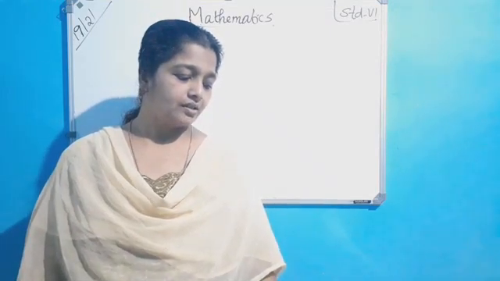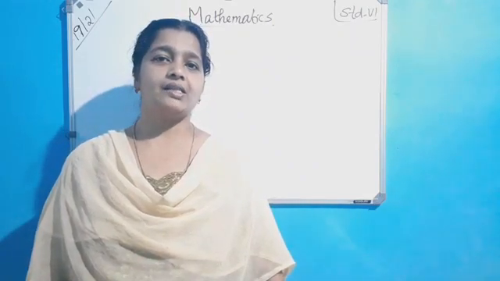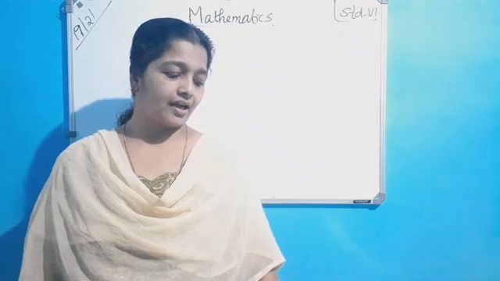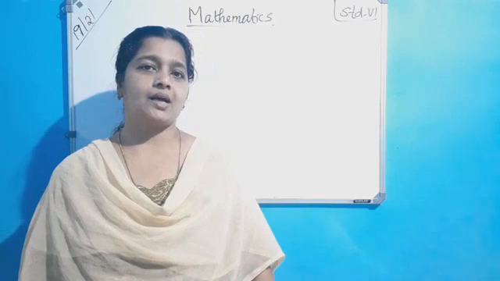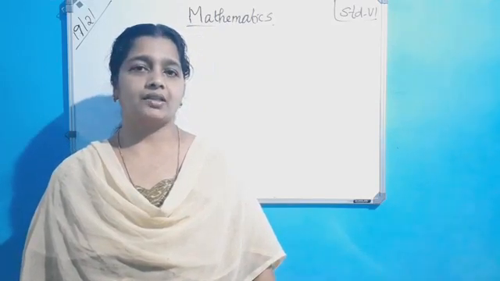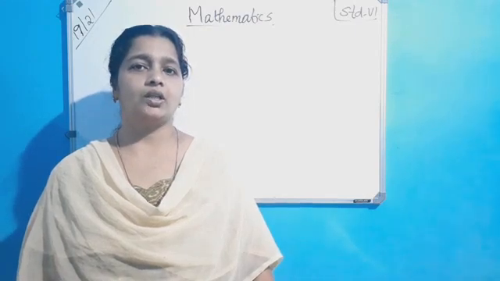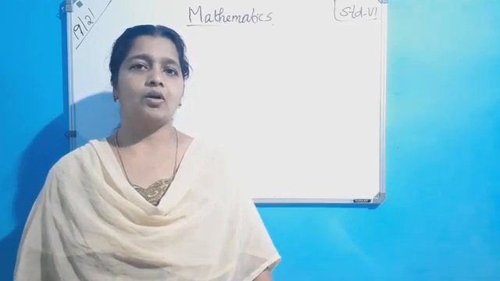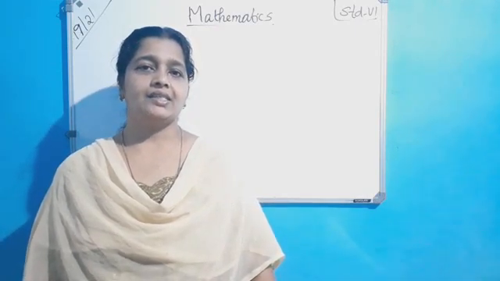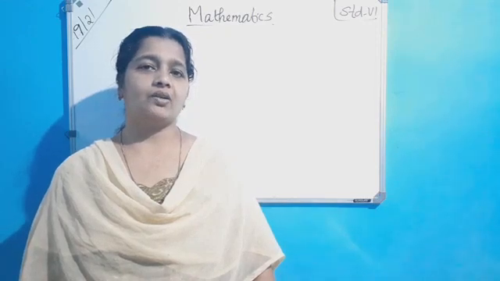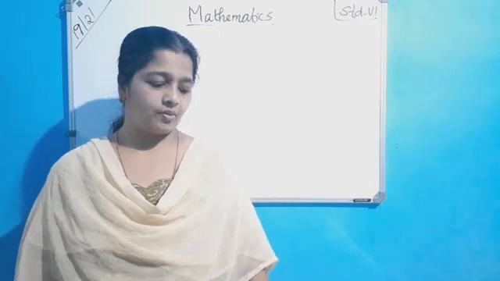Your portions, then you have a total of 5 chapters. Chapter 8 decimals, chapter 9 data handling, chapter 10 mensuration, chapter 11 algebra, and the last chapter, the 14th chapter, practical geometry. The questions we worked out in the notebook, only that you want to study. Clear? Once more, chapter 8 decimals, chapter 9 data handling, chapter 10 mensuration, chapter 11 algebra, and the last chapter, 14, practical geometry. Clear?